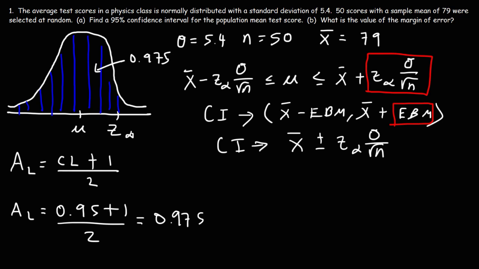Now there's a lot of different z-score tables out there, but you want to use the one where it gives you the area from the left, not the area from the right. So keep that in mind. So using the appropriate z-score table, if you search for the area of 0.975, you should get a z-score of 1.96. So once you have that, you can now plug it into this expression.